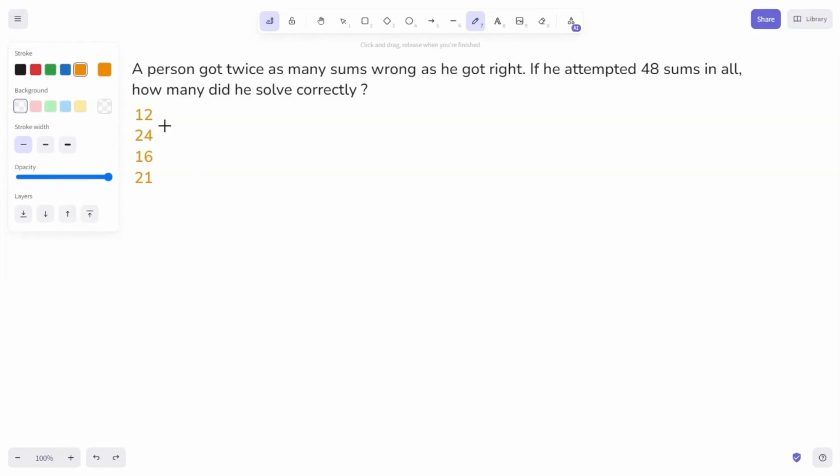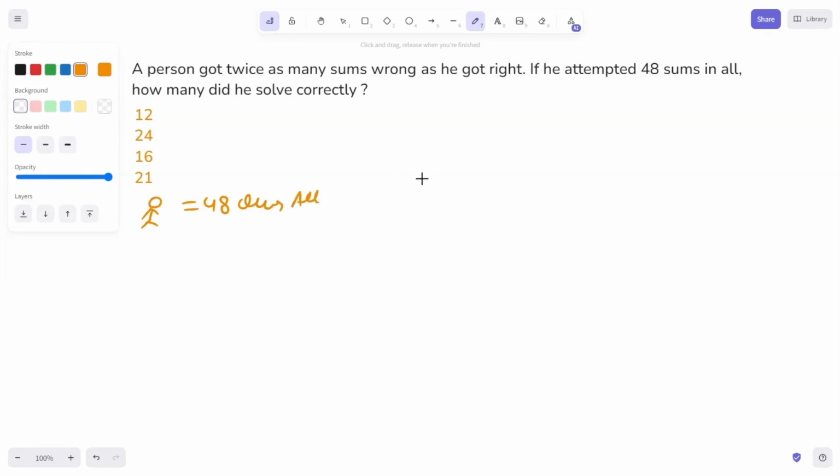So as you can see, this is a question. A person got twice as many sums wrong as he got right. If he attempted 48 sums in all, how many did he solve correct? Basically, let's suppose this is a boy. He attempted 48 questions in all.